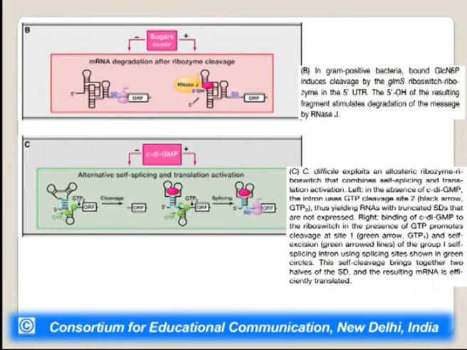But upon binding to this particular metabolite, binding of c-di-GMP to the riboswitch in the presence of GTP promotes the cleavage at a different site, which is say site 1, and self-excision of the group 1 self-splicing intron using splicing sites shown in green circles. This self-cleavage brings together two halves of the SD, and it becomes a functional Shine-Dalgarno sequence, and therefore the ORF is translated or the gene expression is switched on. So, in this manner, the c-di-GMP regulates the gene expression by alternative self-splicing and translation activation.